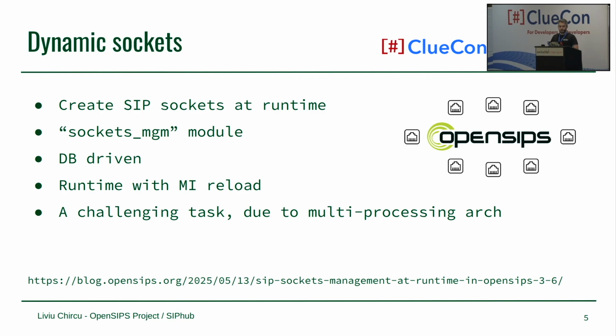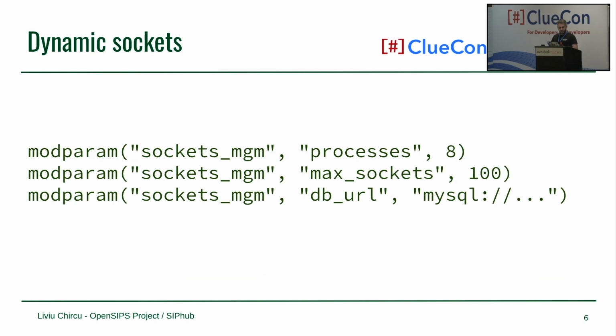Răzvan did a great job here and made a pool of processes that are able to dynamically work with these sockets that you provision in your database. There's a little table. From a usage perspective, it's quite easy. You just work with your sockets there, reload it, and that's it. It works. I mean, look at the configuration, right? You just set how big this pool of processes is, the max amount of sockets, and the DB URL, and you're good to go.